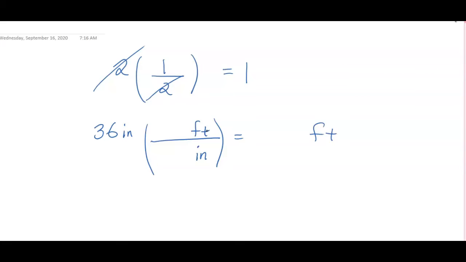And this is kind of weird, but you know, 12 inches is equal to 1 foot. And when the top and the bottom of something are equal in a fraction, you're basically multiplying by 1. So you can do that whenever you want to. It's not going to hurt anything. 12 inches is equal to 1 foot. So then I'm going to cancel my units, and just the units, don't cancel the numbers. My inches are gone, and I'm going to end up with feet.